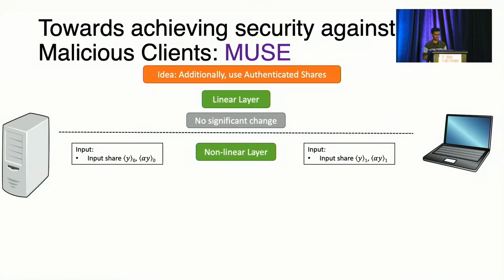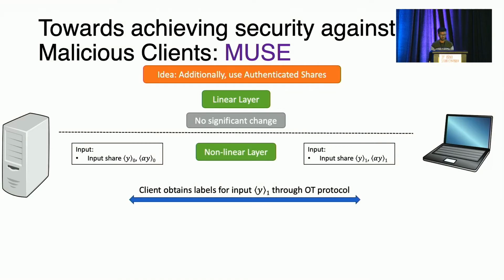So in the nonlinear layer, as mentioned, instead of shares of the output, now we will have authenticated shares. That is, we'll have the shares of Y as well as the computation of the one-time MAC on Y, that is alpha Y. So once you have these shares, the client can obtain labels for its input Y1 using the OT protocol. Can it be done? Actually, no, because here the client can deviate from the protocol. Because the client is malicious, it can send some arbitrary value of Y1 and get labels corresponding to arbitrary bits and can launch the model extraction attack that we just discussed.